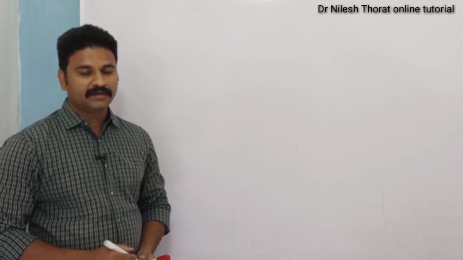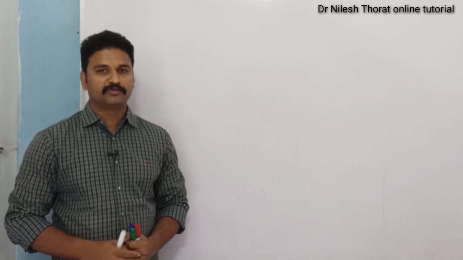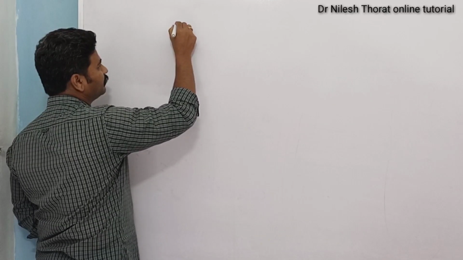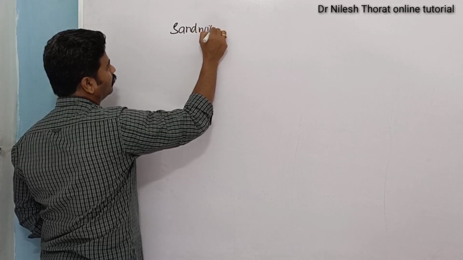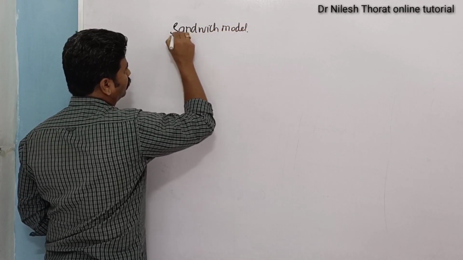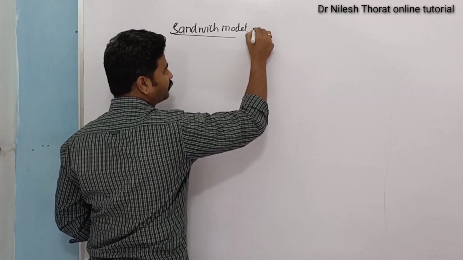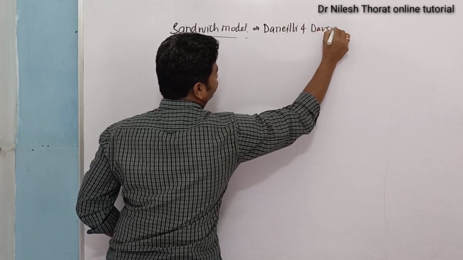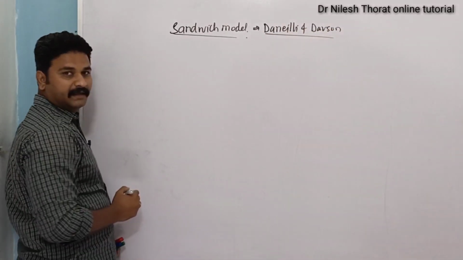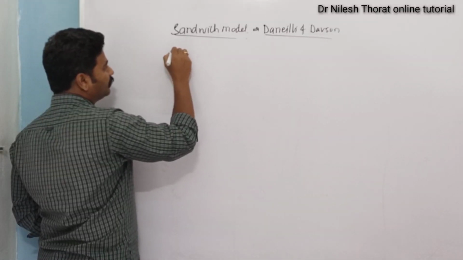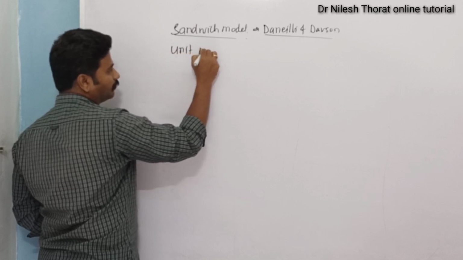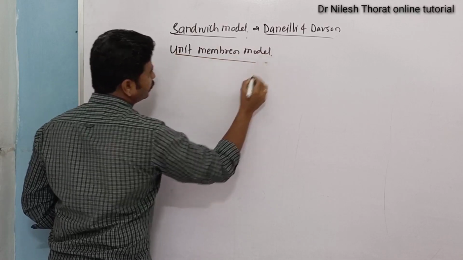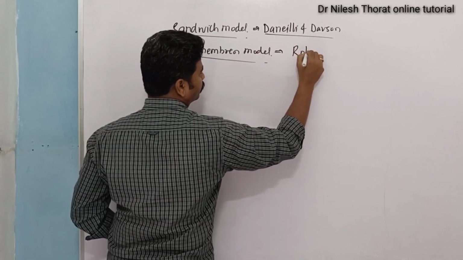In this video, we will try to learn about the unit membrane model proposed by Robertson. Just to revise, we have already seen a sandwich model of plasma membrane which is proposed by Danielli and Davson. And now we are learning about a second model, that is the unit membrane model of plasma membrane which is proposed by Robertson.